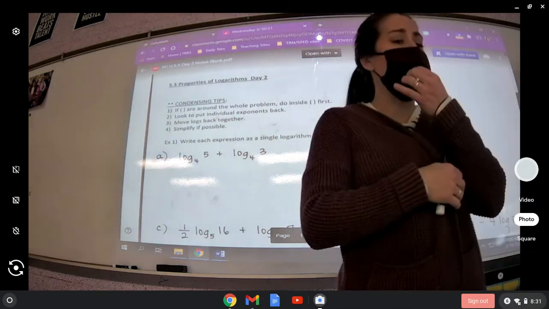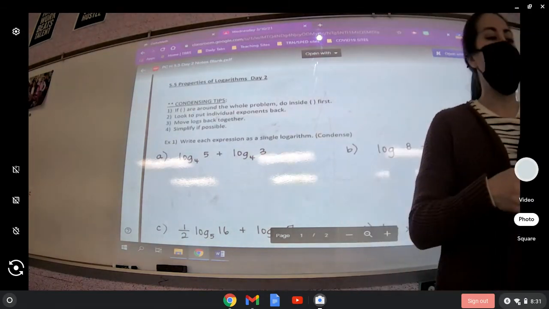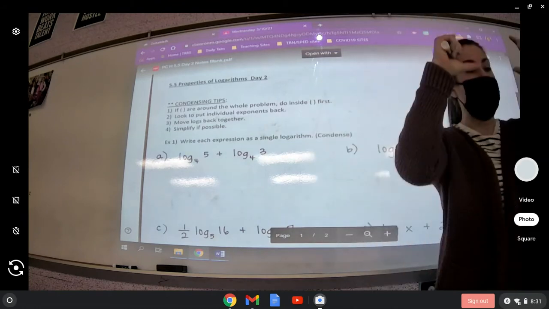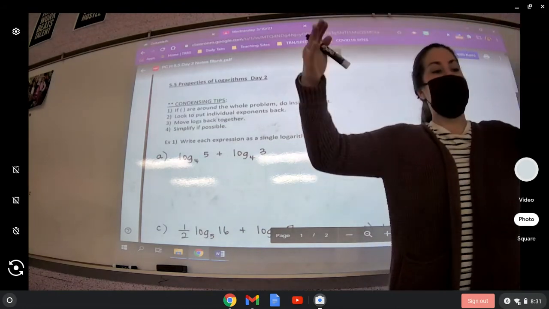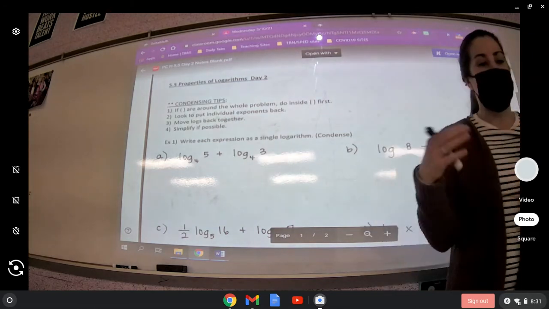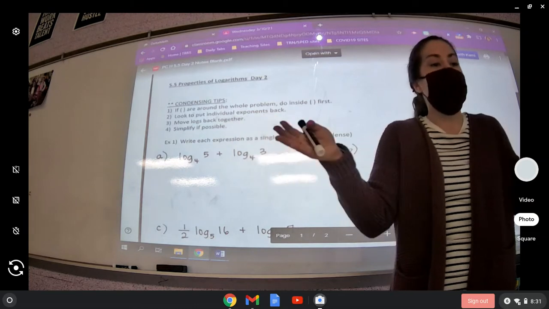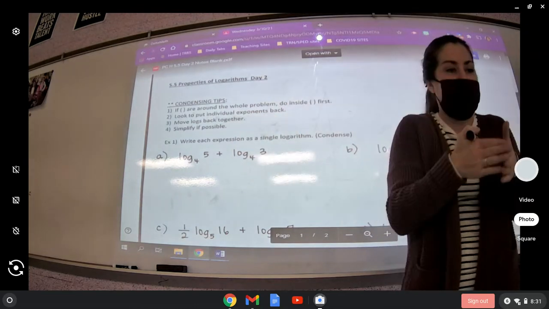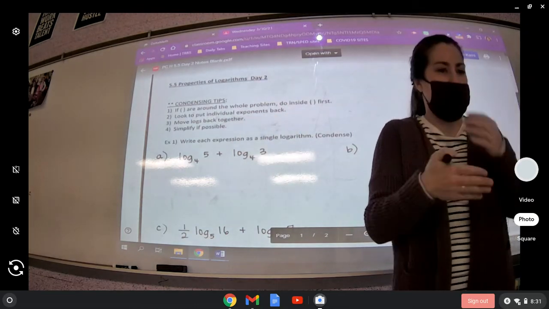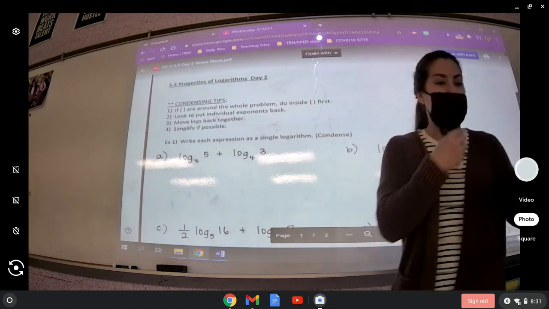Okay, so we are still working with the log properties. We spent the last day or two taking one log and expanding it into the sum and difference of many logs. Today we're going to do the reverse. Now they're going to give you lots of separate logs, and your job is going to be to condense them back to one single logarithm. So you only want to see the word log or natural log one time.